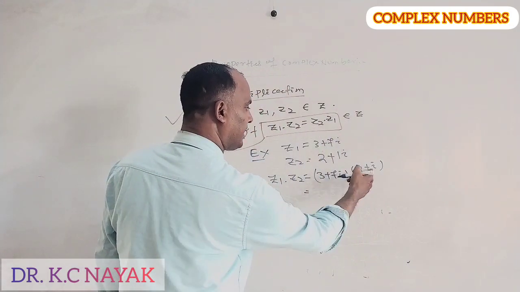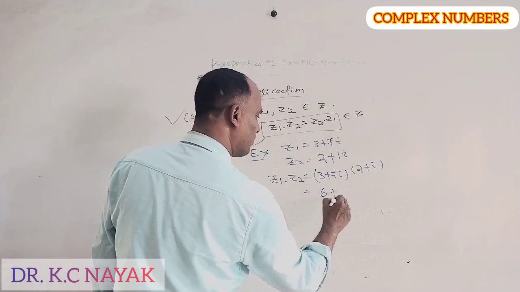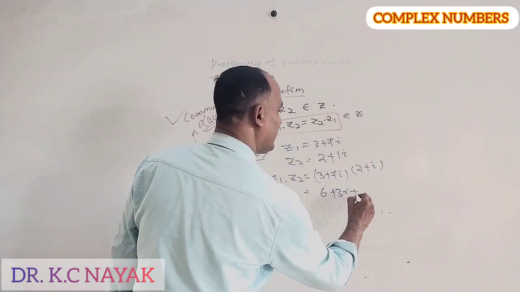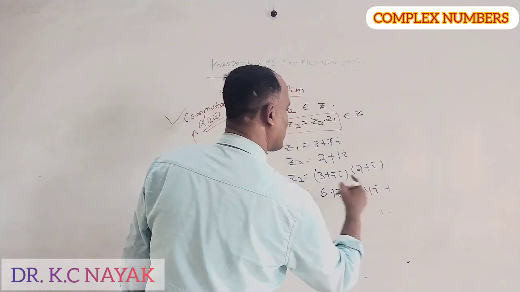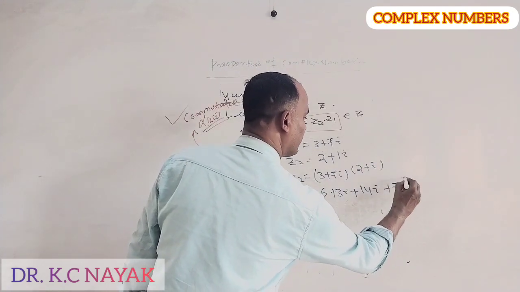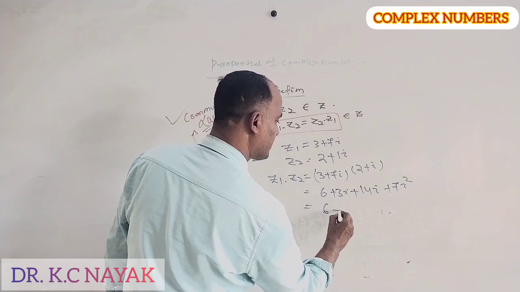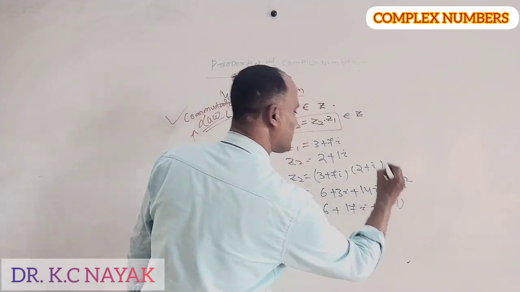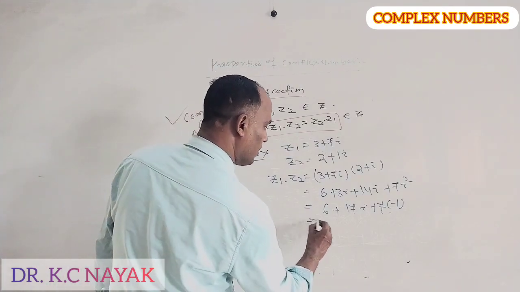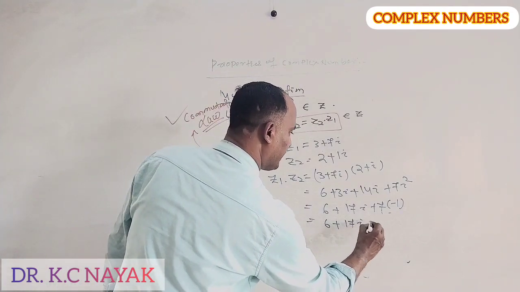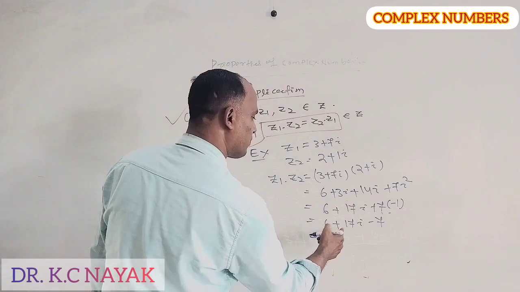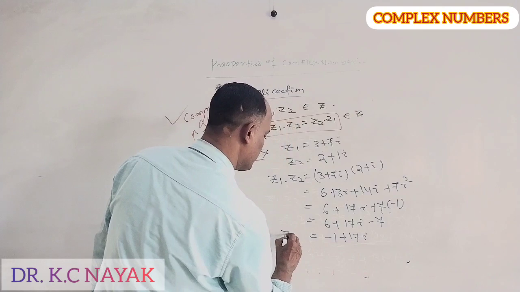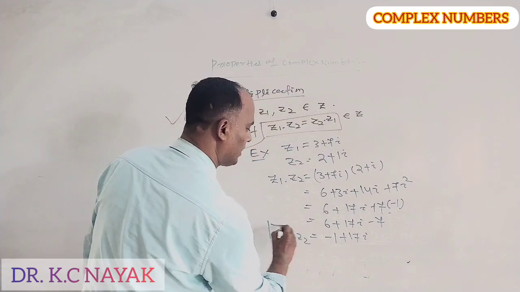Then we can multiply. 3 into 2 is 6, plus 3 into i, that is 3i, plus 7i into 2, it is 14i, plus 7i into i, it is 7i square. So 6 plus 3i plus 14i, that is 17i, plus 7i square, and i square means minus 1. What is the value? 6 plus 17i minus 7. 6 plus minus 7, how much is it? Minus 1 plus 17i.